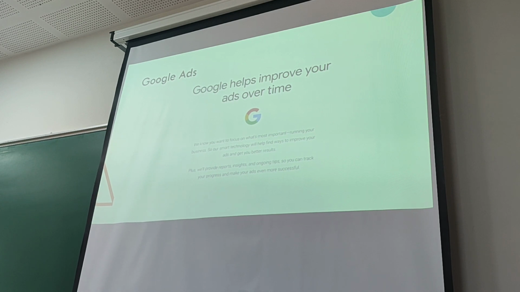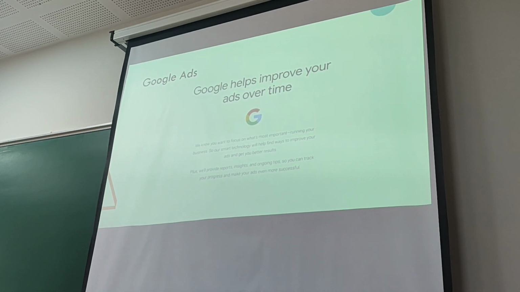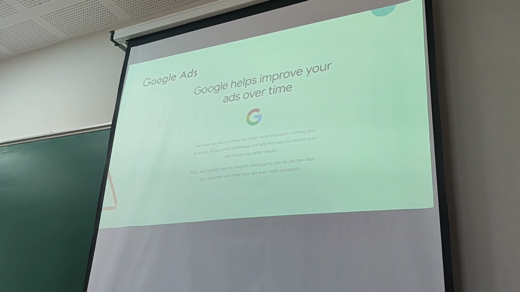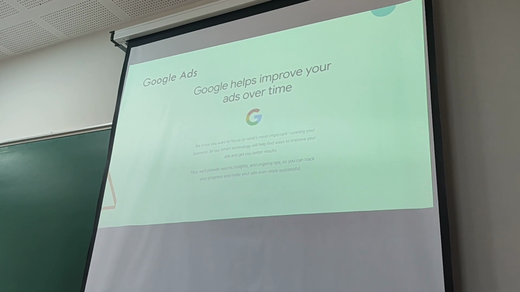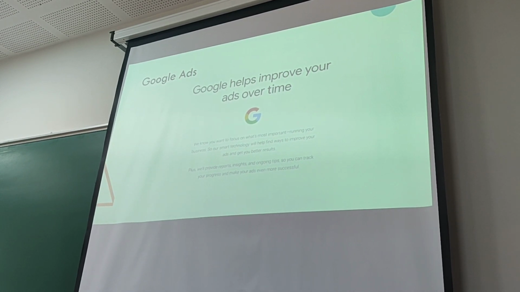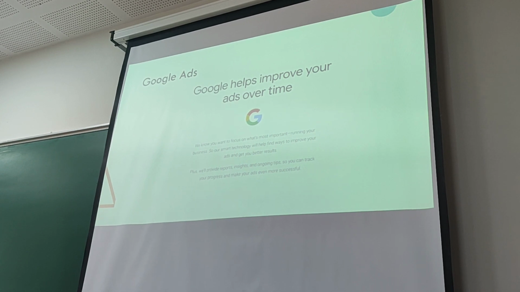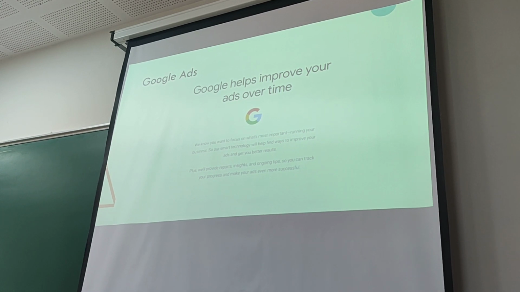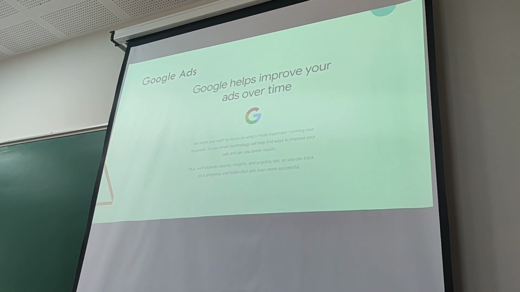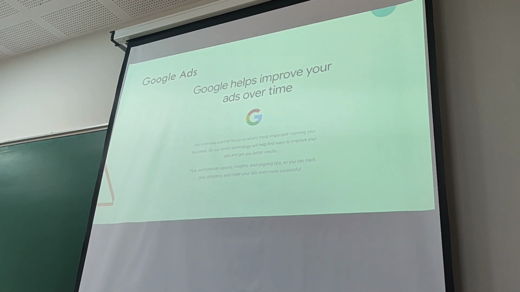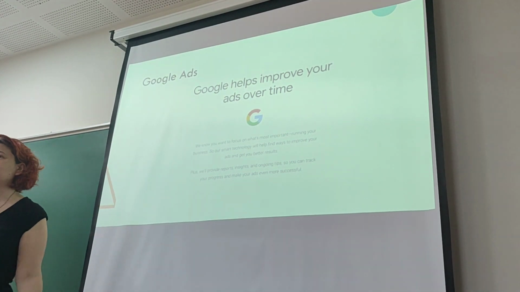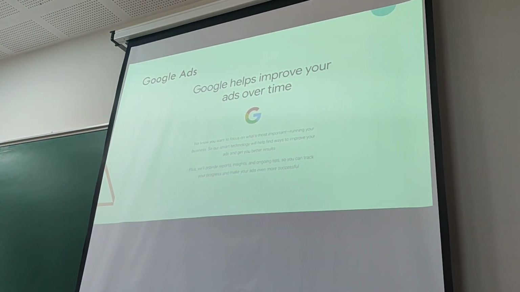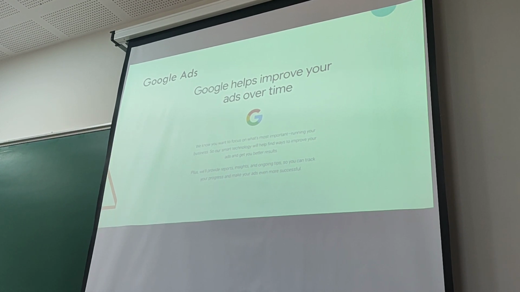So what they say as part of their key message is: we know you want to focus on what's most important, running your business, so our smart technology will help find ways to improve your ads and get you better results. Plus we'll provide reports, insights, and ongoing tips so you can track your progress and make your ads even more successful. And I think one of the key things that makes Google Ads so successful is their smart technology, their algorithms that make sure the right ads get to the right people.